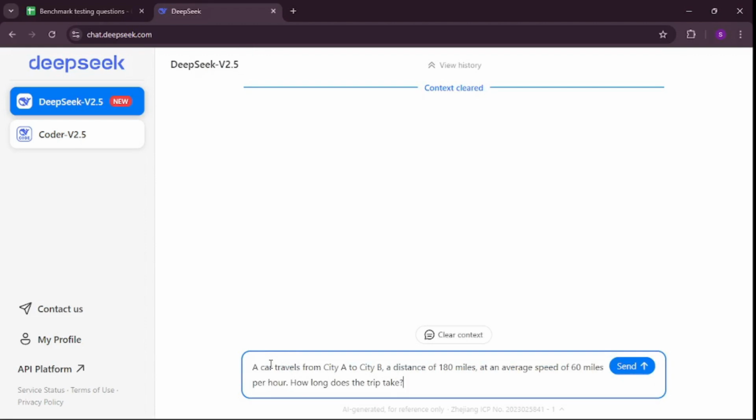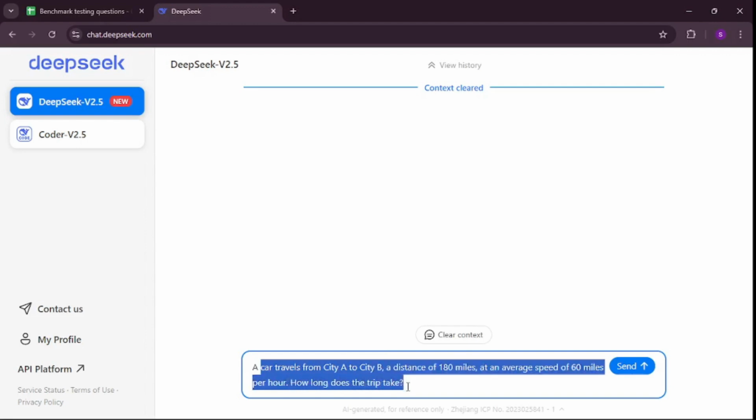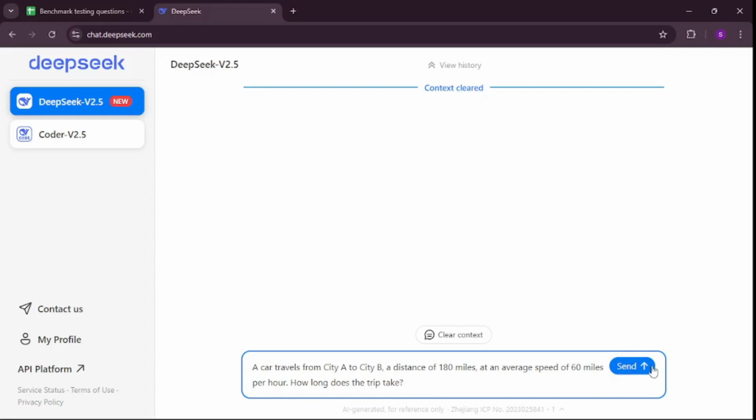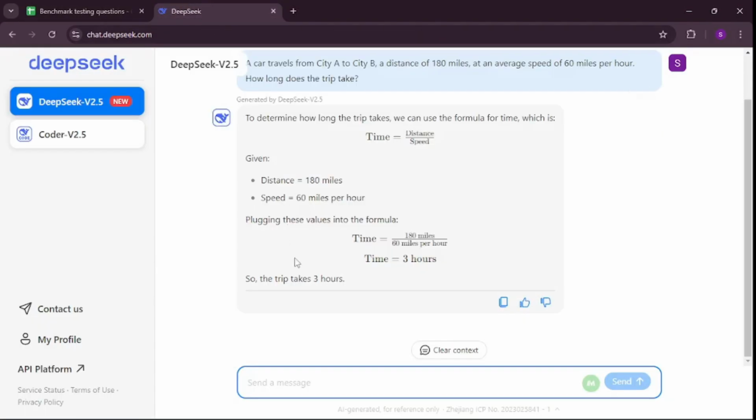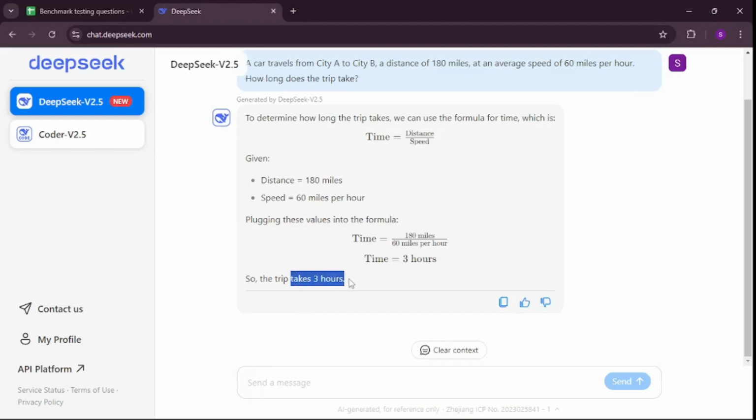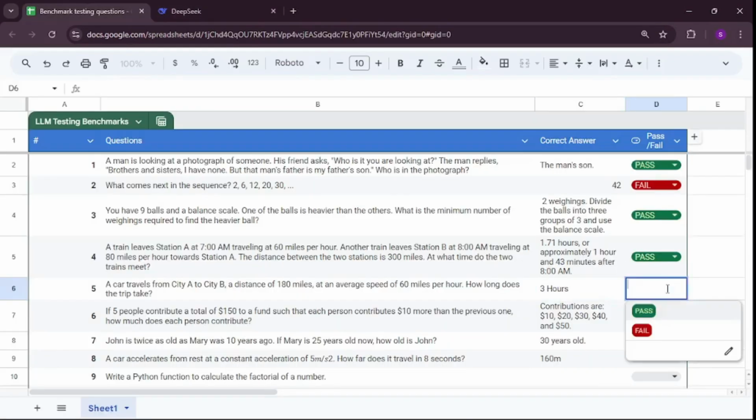So the question goes like, a car travels from city A to city B, a distance of 180 miles, at an average speed of 60 miles per hour. How long does the trip take? So let's go and send the question. Now the answer should be 3 hours here. So let's go and check out the results. And yes, it takes 3 hours. This one is a pass again.